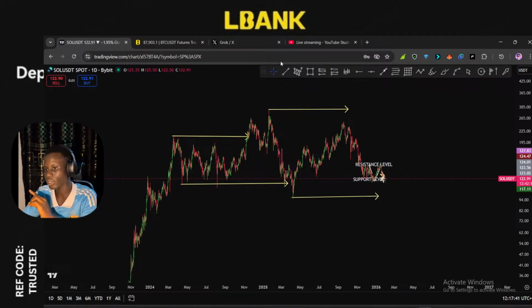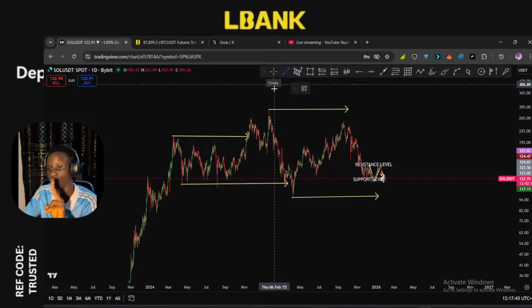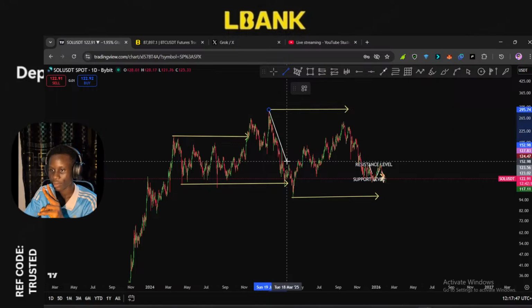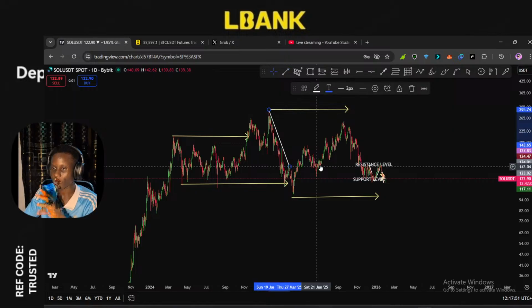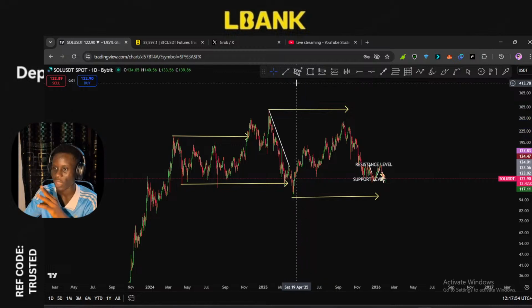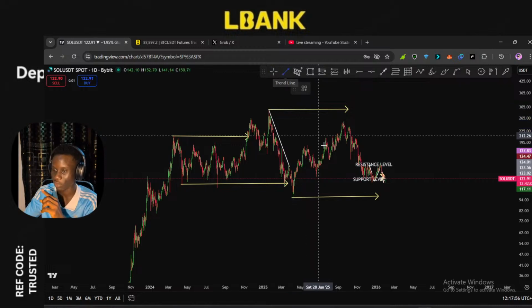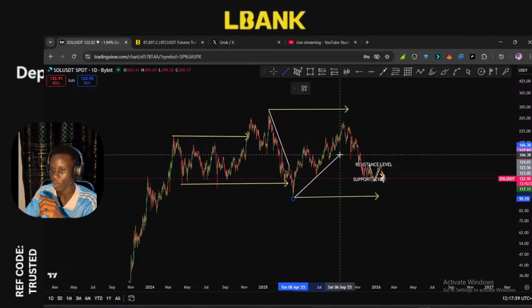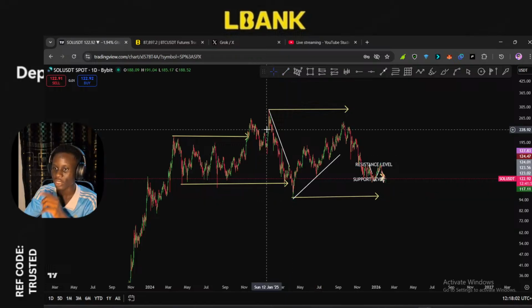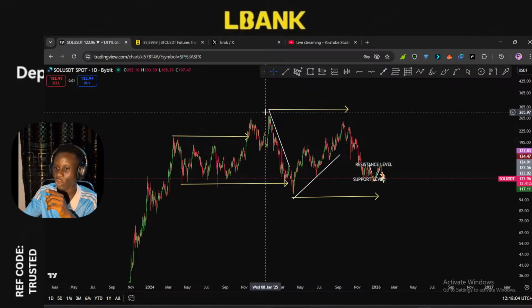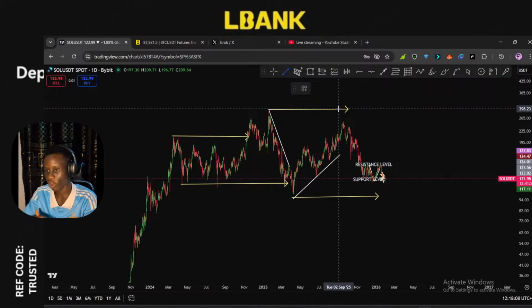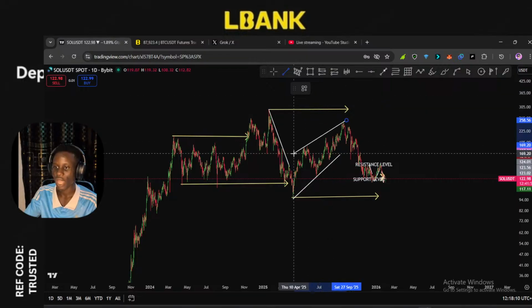So right on this daily time frame, we have two reversal patterns, not price action patterns. This was the first one, and we've not filled that resistance. Now we created the current one, which is this one.